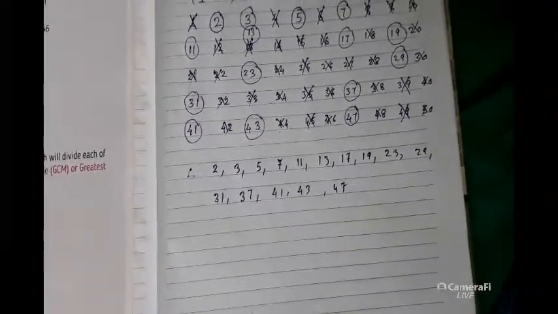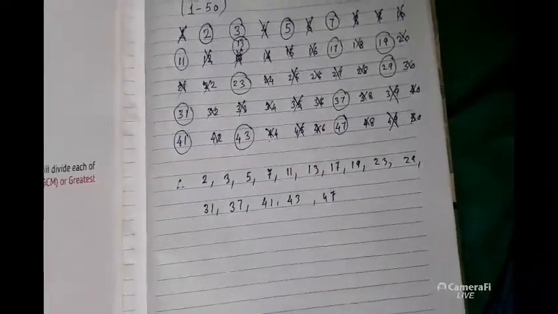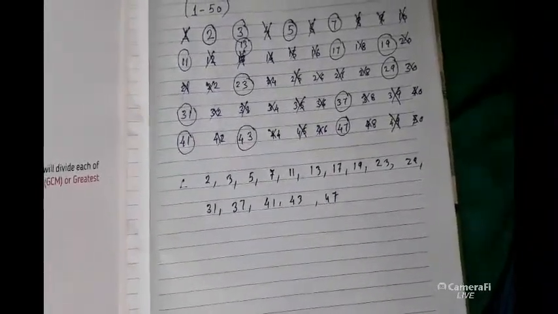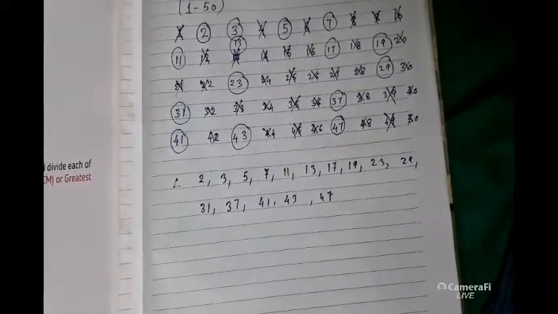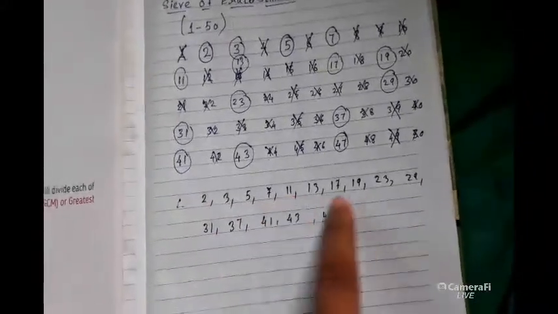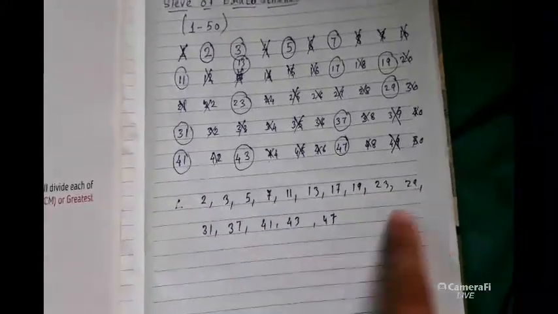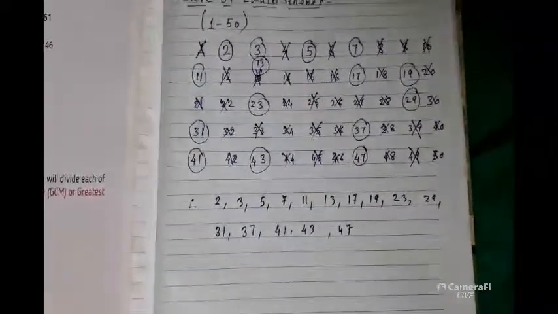So how many prime numbers are there between 1 to 50? 2, 3, 5, 7, 11, 13, 17, 19, 23, 29, 31, 37, 41, 43, 47. So there are a total of 15.